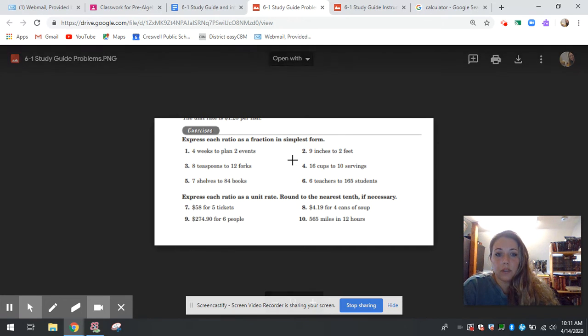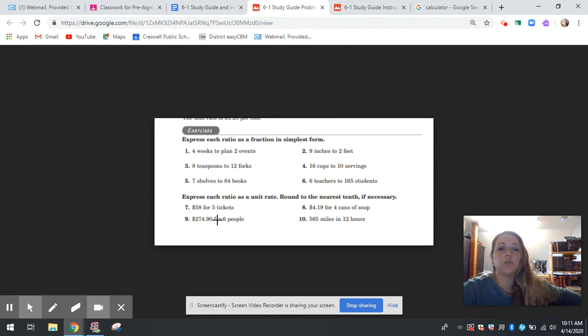Now, I'm going to leave you to these ones. They're both pretty straightforward. Divisible by 7, divisible by probably 6 or 3. You can test it in a calculator. If you get a decimal for your answer, you know it's not right. I'm going to move on to this set of instructions. It says express each ratio as a unit rate. So round to the nearest tenth.